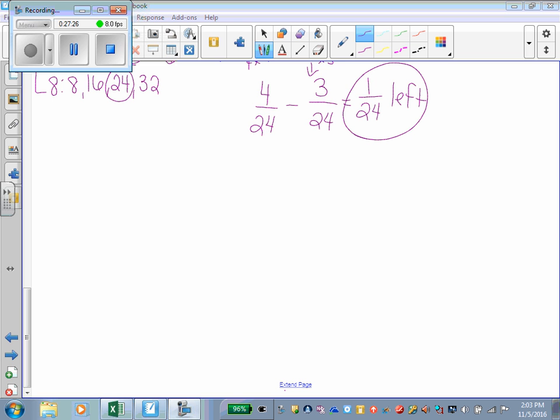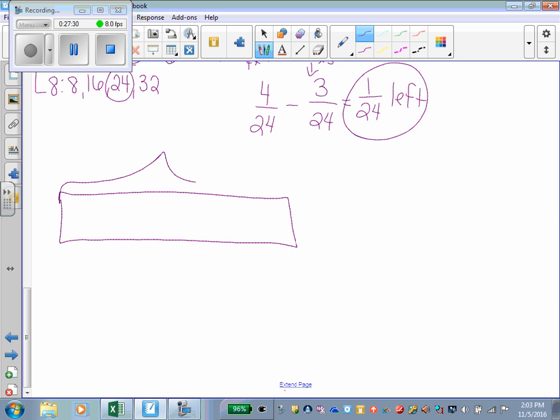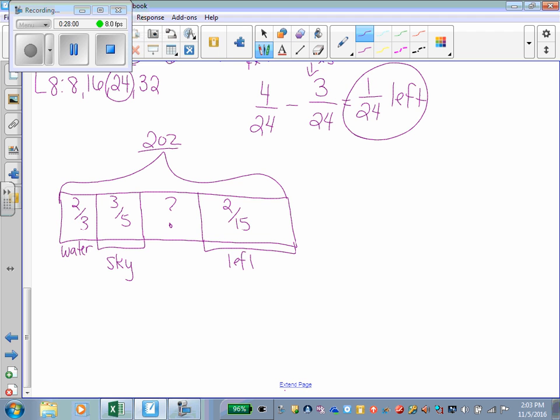All right, so again, you have an amount. In this case, she has 2 ounces, 2 whole ounces of paint. She uses 2/3 of it to paint water. She uses 3/5 of it to paint the sky. She uses some to paint a flag. And she has 2/15 left.